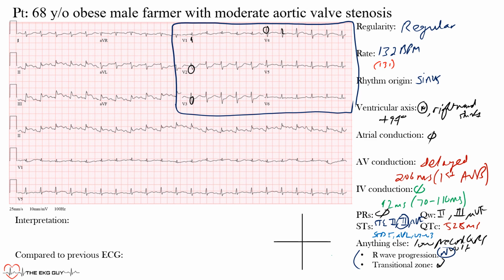In normal transition, so this is normal, is between V3 and V4. If it comes before V3, meaning that these complexes became positive before V3, okay, so imagine if this was more positive, we would call that an early transition, or a counterclockwise. If it was after, we would call it a clockwise or late transition.